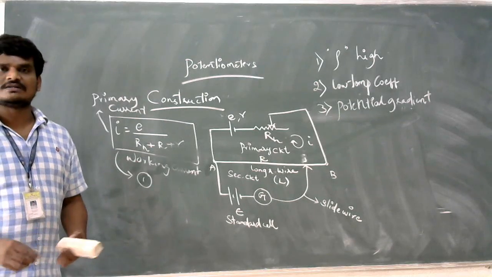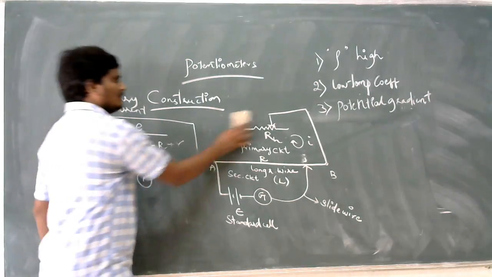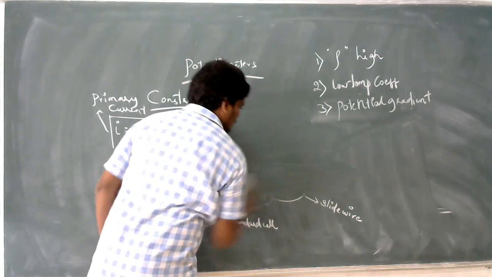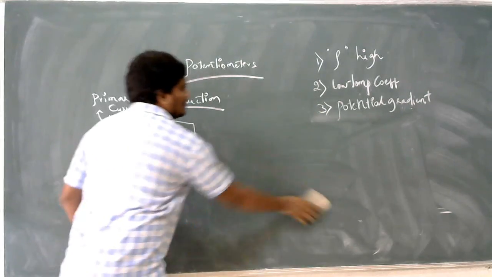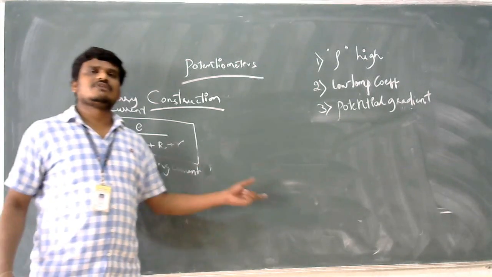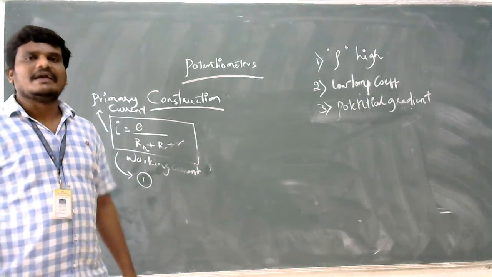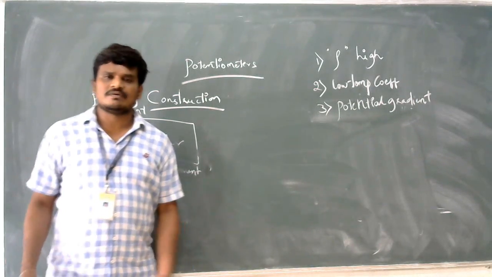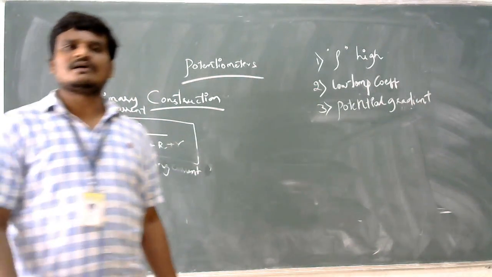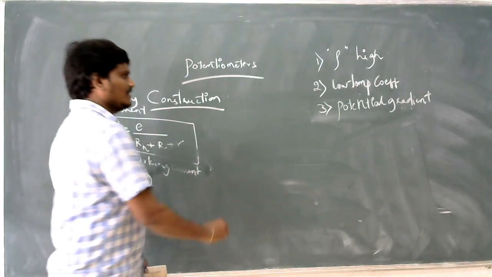And the third point is regarding what? Potential gradient. Here the value of the potential gradient will play a major role in determining the EMF of a cell. Now we will have an expression for potential gradient.